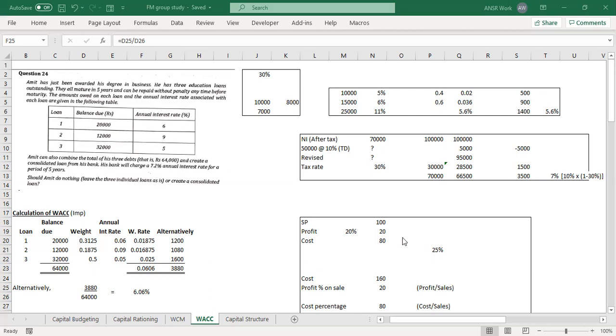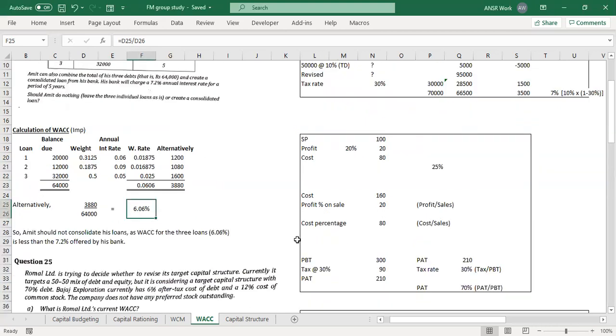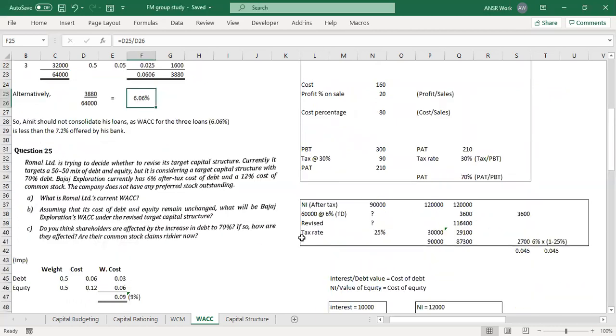Everybody got it? The answer? Yeah, 6.06%. Now the decision making: you have the option of 7.2% or 6.06%. Obviously, we'll go for 6.06, right? Why will you pay 7.2% to somebody when we are actually paying 6.06% right now? We are already done with the first question. Let's go to the second one.